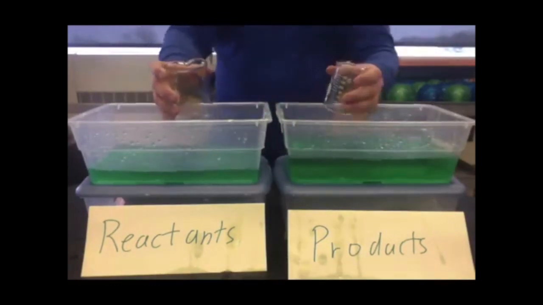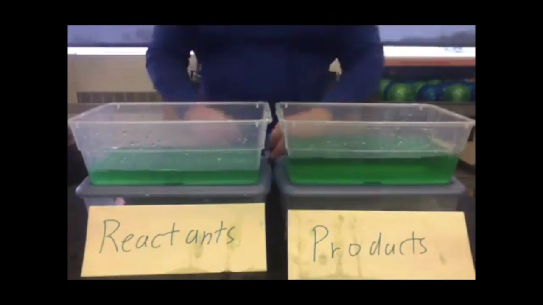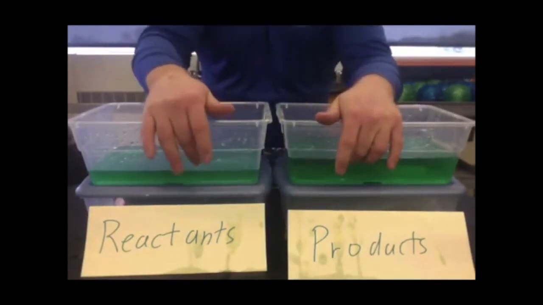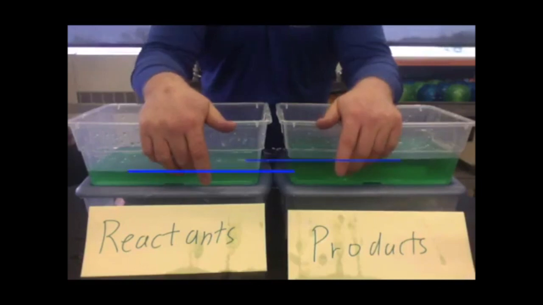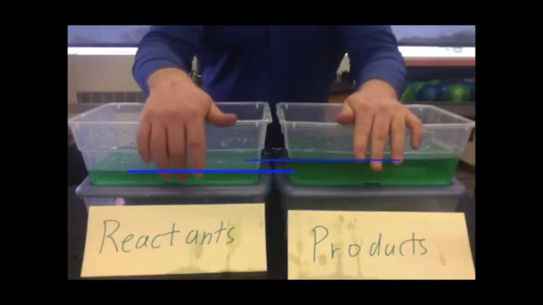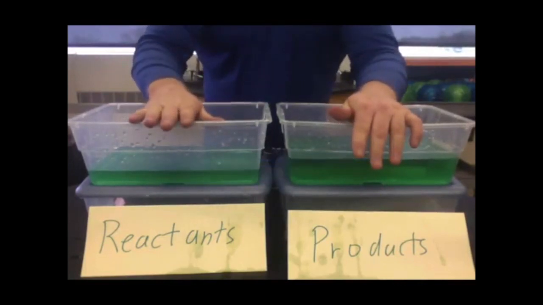Now in this case, we had equilibrium, but if we look on the product side, we have much more water than we do on the reactant side. So because we end up with more product, we would call this a product favored equilibrium. We have less reactant, so it is not reactant favored.